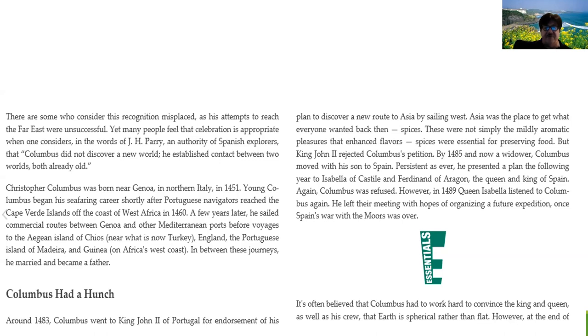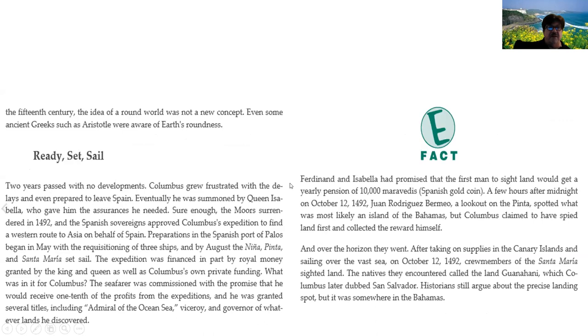But he felt that possibly the Earth was actually round. So that would be an impossibility, but they did believe that the Earth was flat at the time, in case you didn't know that. However, at the end of the 15th century, the idea of a round world was not a new concept. Even some ancient Greeks, such as Aristotle, were aware of Earth's roundness.